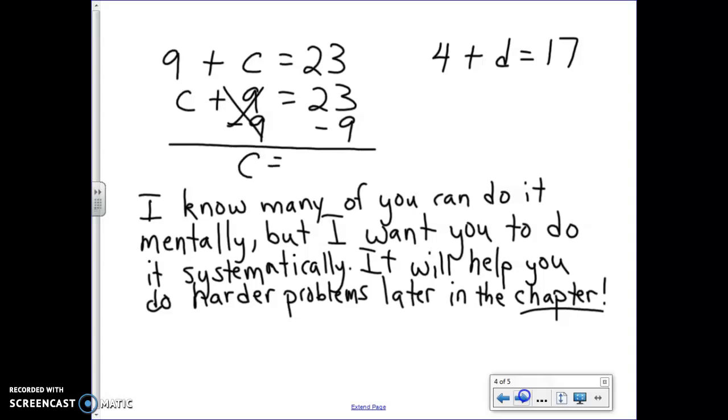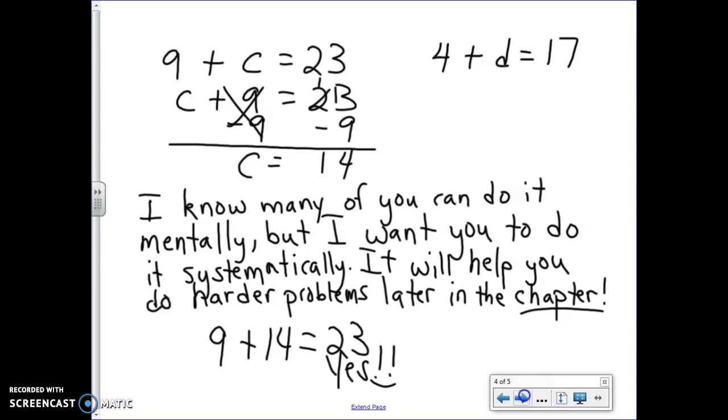C equals 23 minus 9. Now borrowing, 14. We can check that by putting 9 plus 14. You can use your calculator if you want to double check, but that does equal 23. Yes.